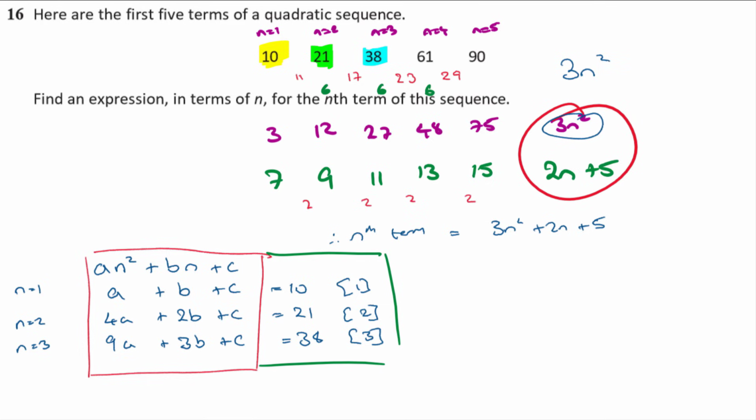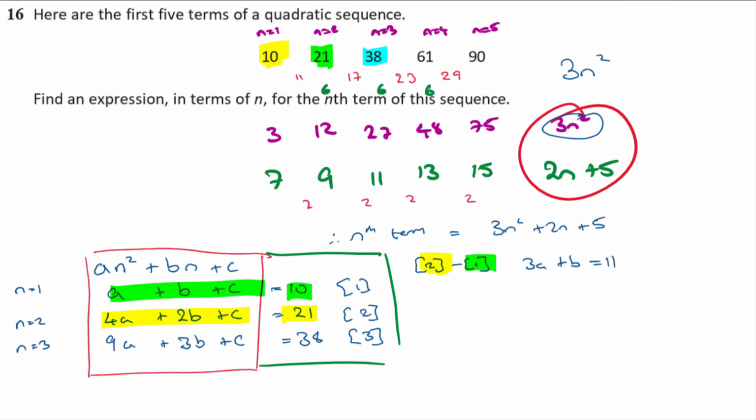Okay, so I've got 3 equations in 3 unknowns, a, b, and c, which I'm going to go on and solve. So the first thing I'm going to do is take equation 2 and subtract equation 1. So equation 2, this one, subtract equation 1, which is this one. So what's 4a plus 2b plus c if I take away a plus b plus c? Taking those away, I'm going to get 3a plus b, and the c's are going to cancel, and that is going to be equal to 21 take away 10, and 21 take away 10 is 11.